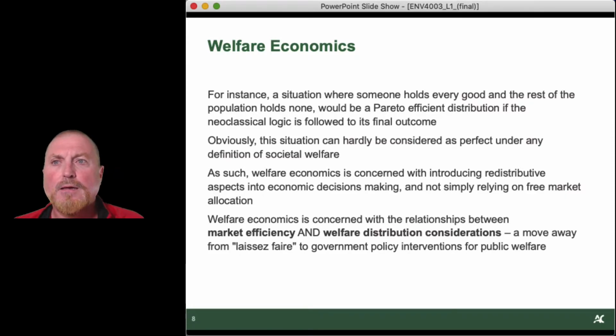As such, welfare economics is concerned with introducing redistributive aspects into economic decision-making, and not simply relying on free market allocation. Welfare economics is concerned with the relationship between market efficiency, the neoclassical part of welfare economics, and welfare distribution considerations. A move away from laissez-faire to government policy interventions for public welfare. All right, so we're starting to move into this. The neoclassical presentation is going to make most environmentalists pretty uneasy, right? The welfare economics, okay, you're beginning to talk my language, but welfare economics is still focusing largely on human welfare, public welfare, all right?